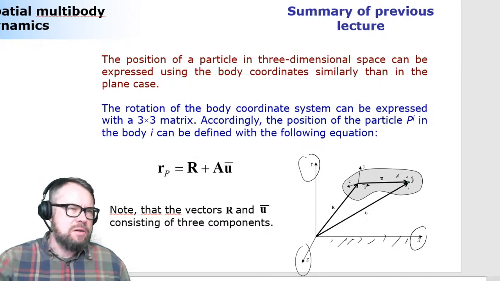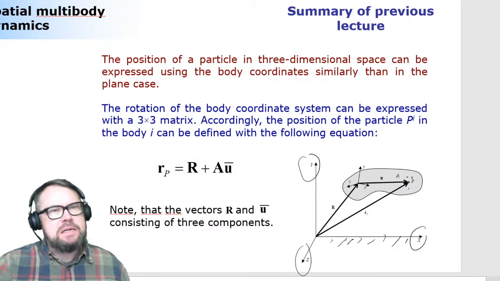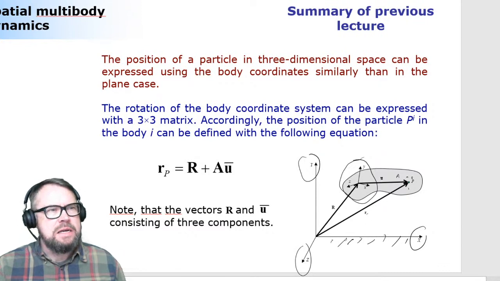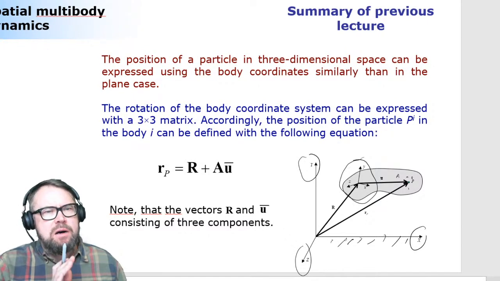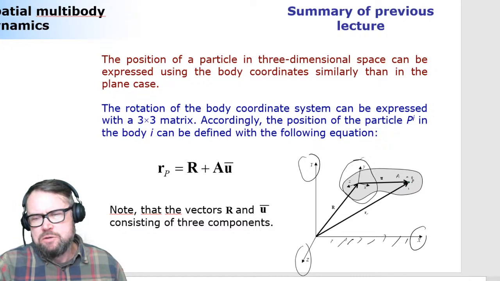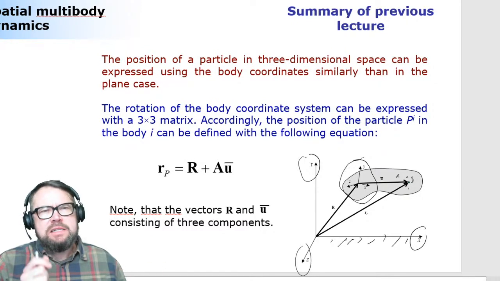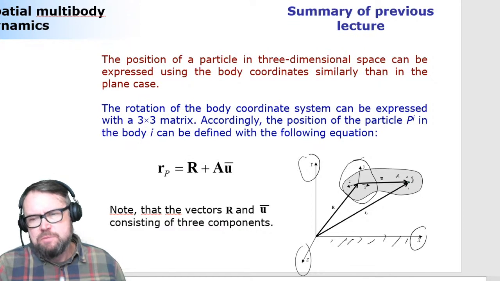And earlier we learned that the best way to make it happen is to use a body reference coordinate system. And the body reference coordinate system is the one that is shown here. It is attached to the body. So it's following all the motion, translation, and rotation of the body. So no matter what happens, the body reference coordinate system always follows the body. So it's welded, it's rigidly attached to the body.